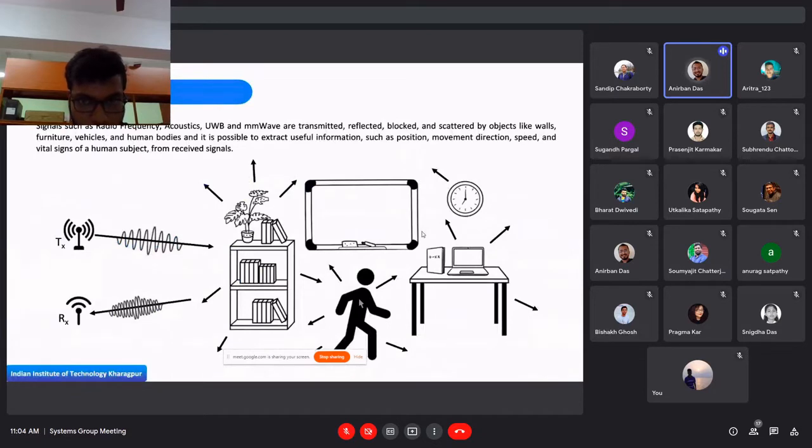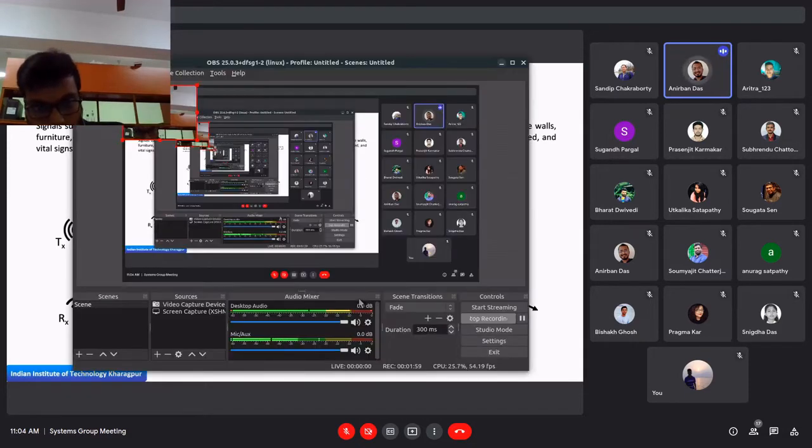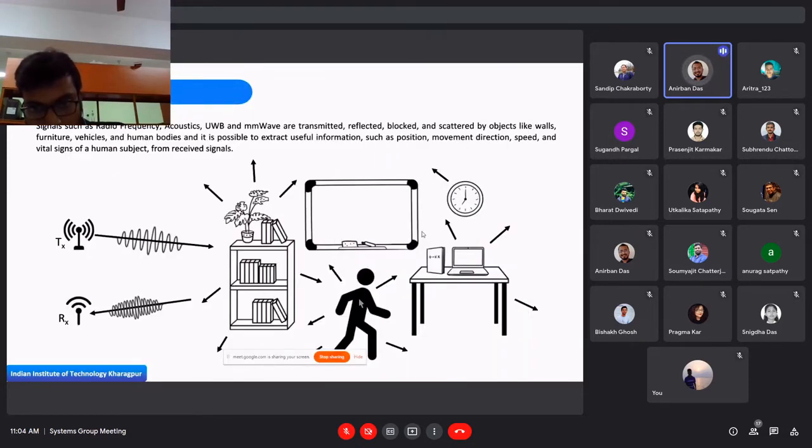So when we consider sensing in the frequency domain, the basic idea is that various waves get scattered or reflected by different objects on their path of propagation, and when these reflected waves are received by the receiver antenna, they can be processed to extract different information such as the position, movement, direction, and speed of various bodies that the wave has encountered throughout its path.